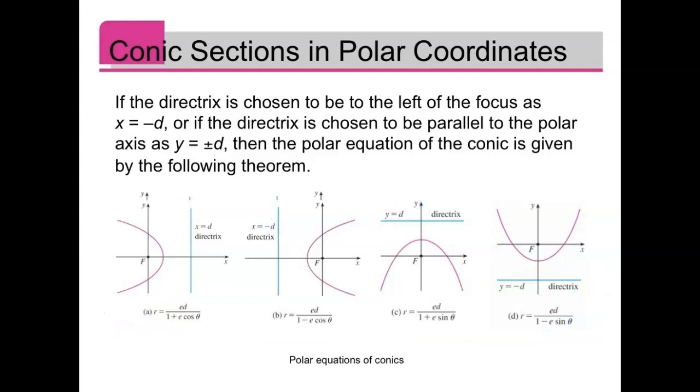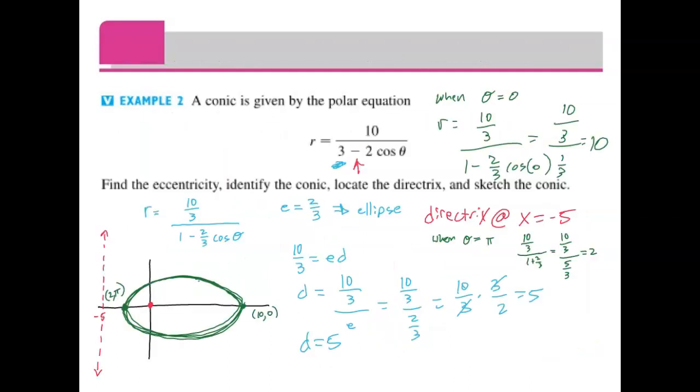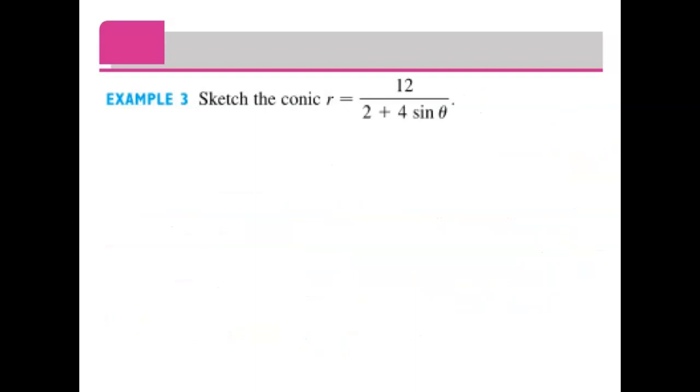And in fact, there's sine in the denominator, so it's a vertically opening conic. It's one of these 2, but we need that leading term in the denominator to be 1. So we're going to divide out whatever the leading term is right now. In this case, that's 2. So I'm going to divide everything by 2. All right, so we get r equals 6 over 1 plus 2 sine theta.